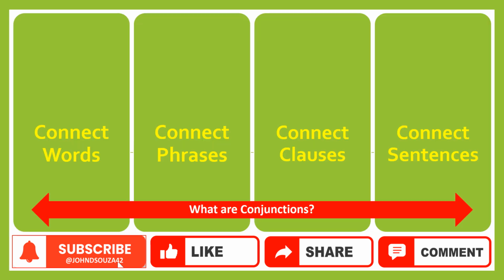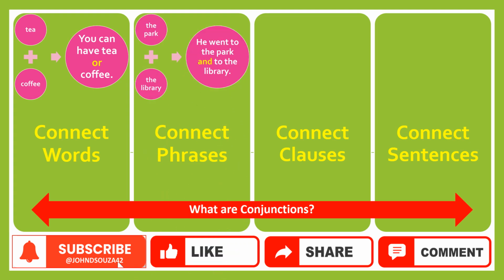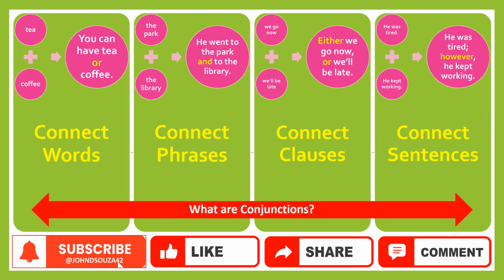A conjunction is a word or group of words used to connect words, phrases, clauses, or sentences. "And" connects two words of equal importance: tea and coffee, and connects two phrases of equal importance: the park and the library. "Either or" connects two similar clauses: we go now or we will be late. "However" connects two similar sentences: he was tired, however, he kept working.